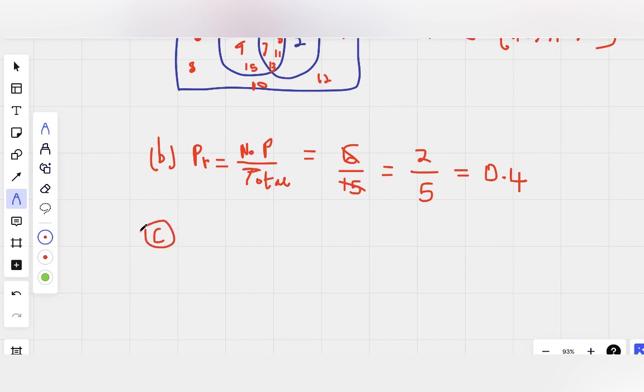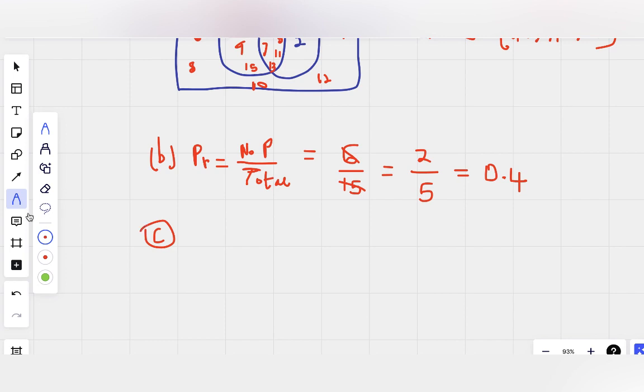Now, the third one involves conditional probability, which is the reason for this chapter. A number is chosen at random. Calculate the probability that it is a prime, given that it is odd. You see, they give you the probability that it's a prime, given that it is odd.